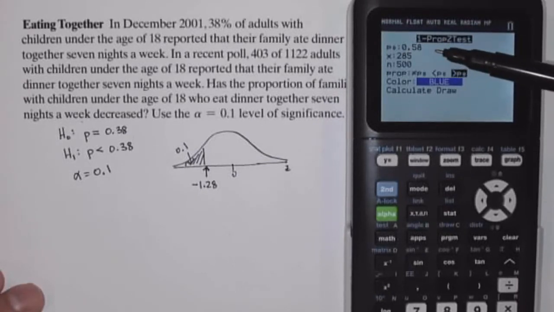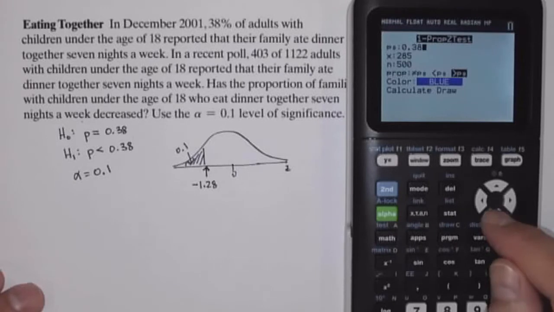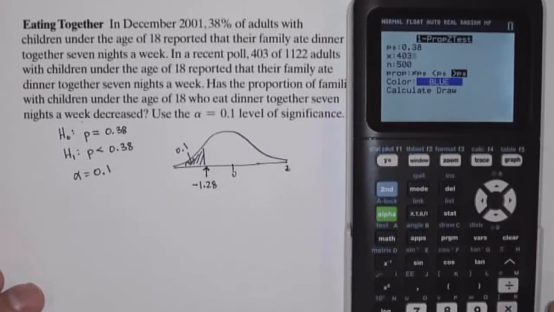So when I use this command, I get this window. And so the first thing that I have to do is enter the value from the null hypothesis. So it's saying p0, and I have to enter 0.38, which is the proportion from my null hypothesis. Next, I enter x, the number of individuals in my sample that have the given condition, in this case, the number of families that eat together 7 nights a week, and I enter n, the 1122 in this case. I choose the alternative hypothesis, which in this case is less than, and I say calculate.